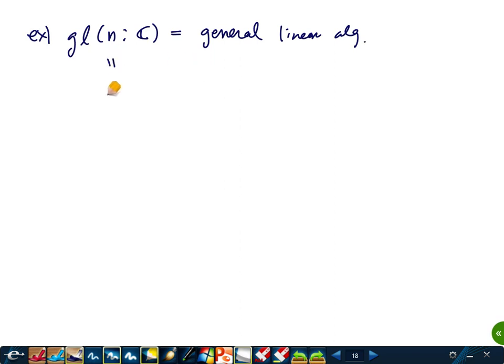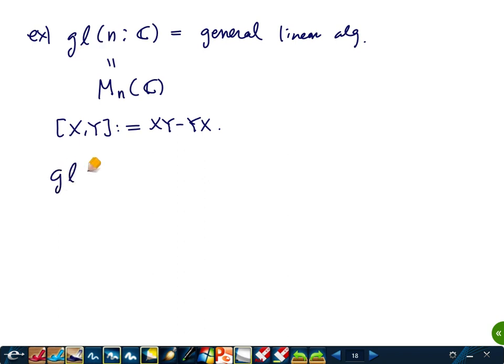And in fact, another example is GL. Let's use the next page. GL_n(C). This is the general linear algebra. As a set, this is exactly the same as this, but we want to give a bracket structure. And this is defined to be exactly as before. Then this is a Lie algebra under this bracket. This will be the standard Lie algebra for us, in the sense that we will try to embed every Lie algebra inside this. And in fact, the embedding of a Lie algebra into this is just a representation of a Lie algebra.